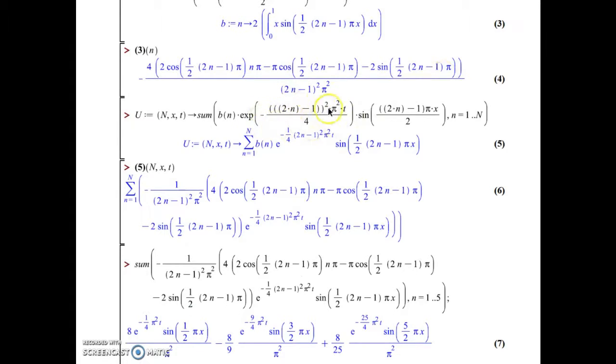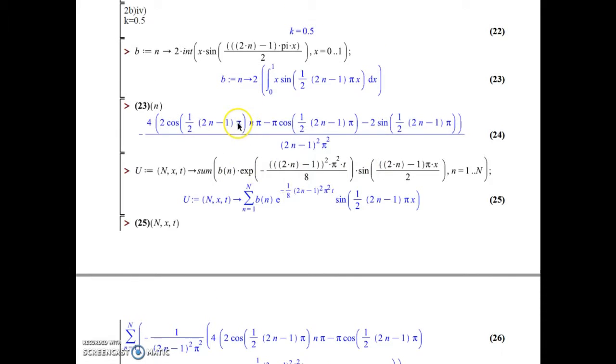Yes, this is the one. This is the general one, with K substituted as 1. By doing this, we are setting K equals to 0.5. So it will become 1 over 8 times (2n minus 1) squared times pi squared times t. Yes, this is the only change we make to the whole summation of the equation.